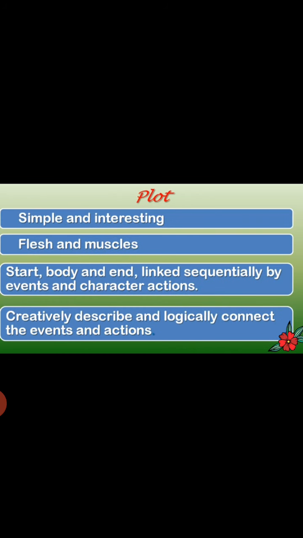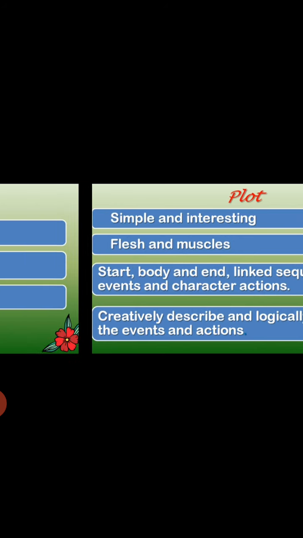Next is plot. Plot is the logical sequence of events which leads to the conclusion. The type of plot may be adventurous, scary, mysterious, suspenseful, comic, etc. The plot should be simple and interesting. It is the flesh and muscle. Flesh and muscle means the main part of the story. Creatively, it should creatively describe the logical connection of the events and actions.